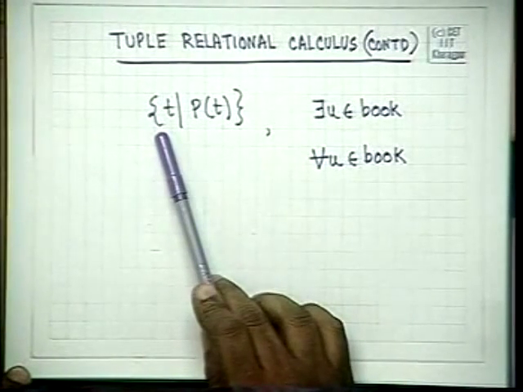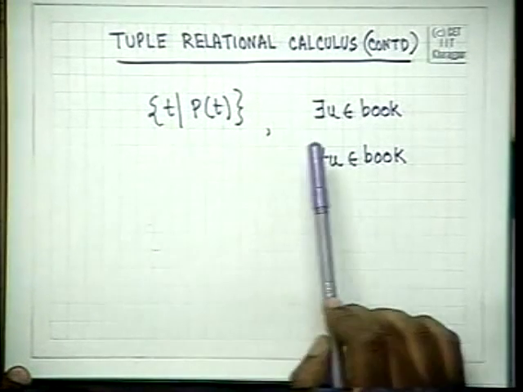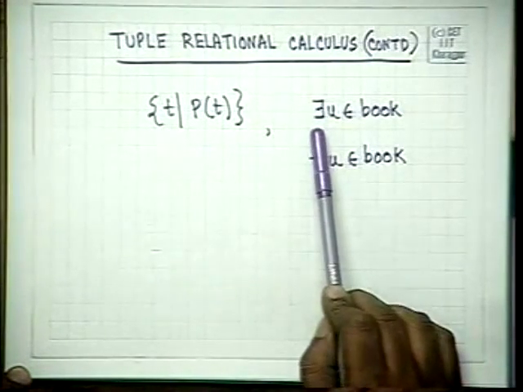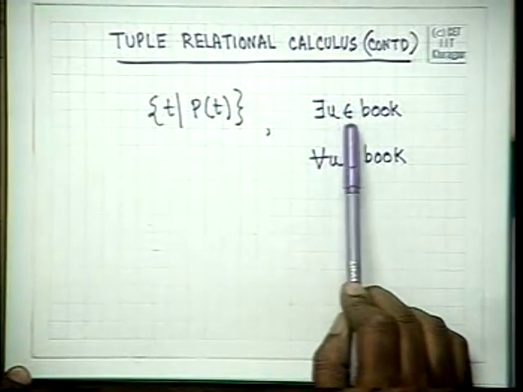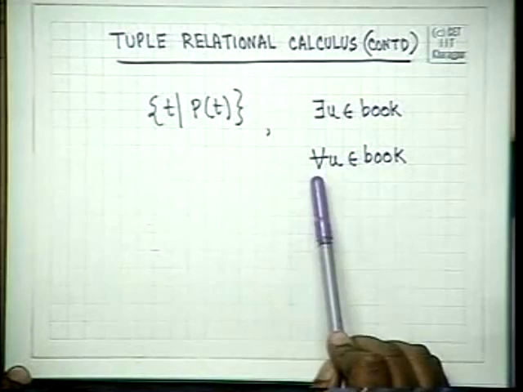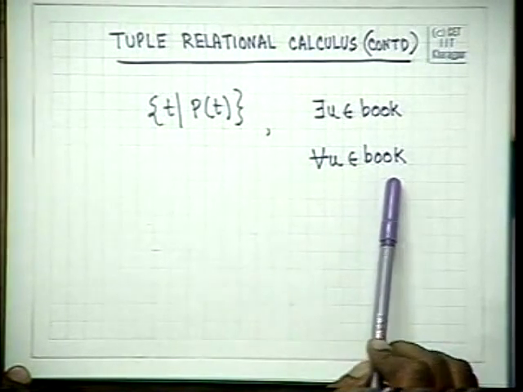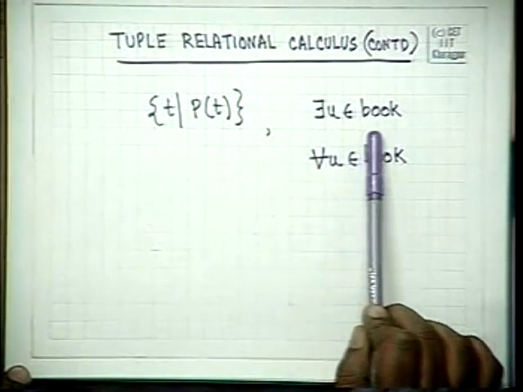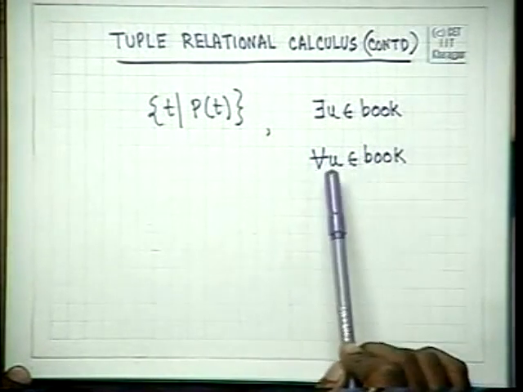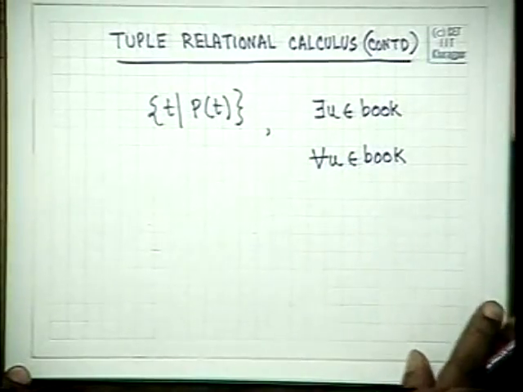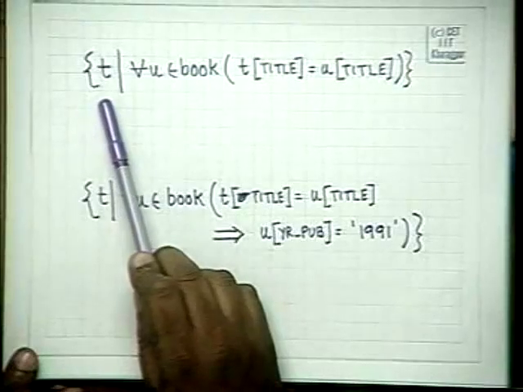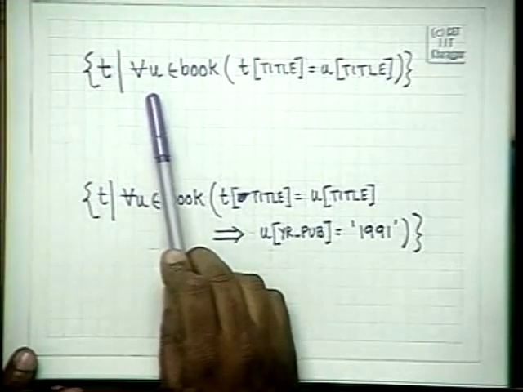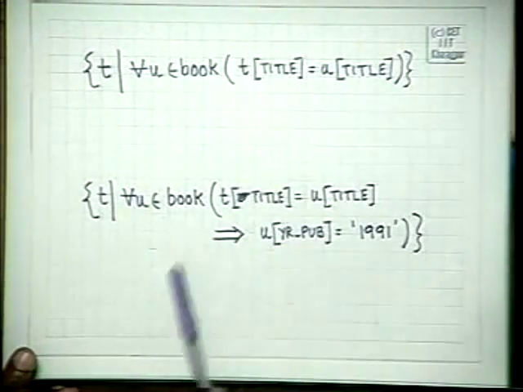Other than the standard connectives and, or, not, implies, we have got two extra connectives, which are called the quantifiers: there exists, as in there exists U element of the relation book, and for all U element of the relation book. We have seen in detail previously the use of the there exists relationship. Now we will see the use of the for all relationship. Let us take two examples. The first example is {T | for all U element of book, T.title = U.title}.